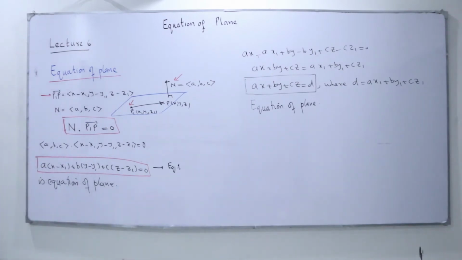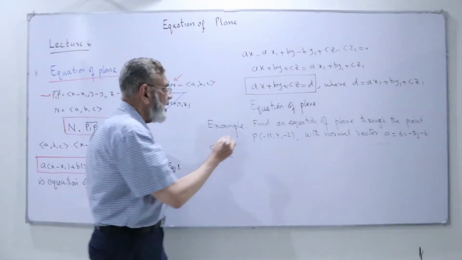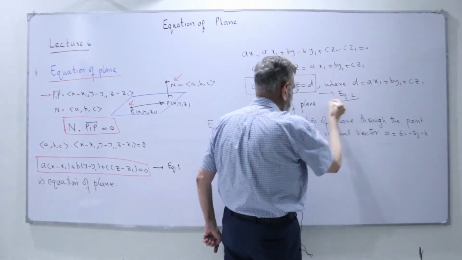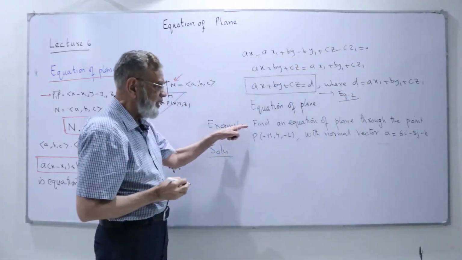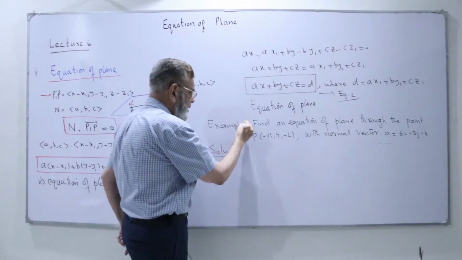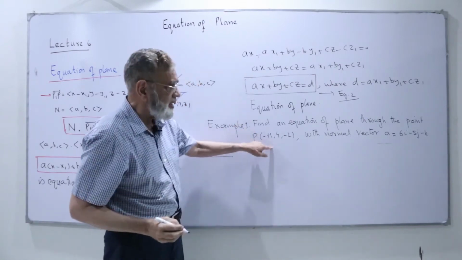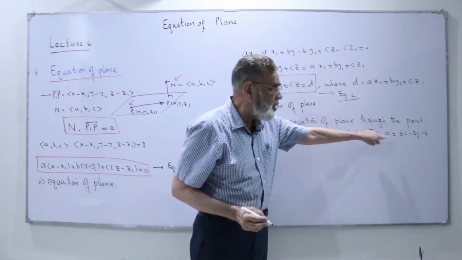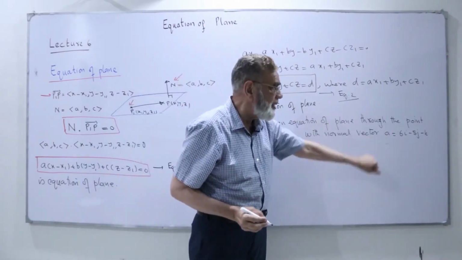So I have an example for you. We are asked to find the equation of the plane. I just want to find the equation of the plane, where the point given to me is (minus 11, 4, minus 2) and the vector has the coefficients 6i minus 5j minus 6k.